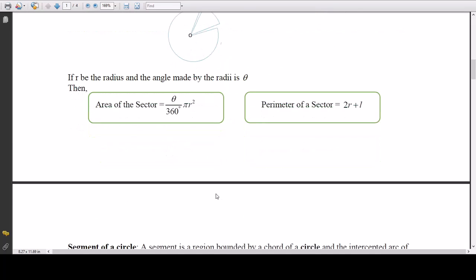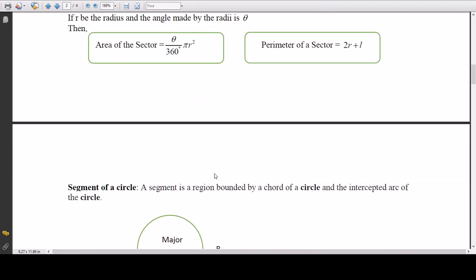Clear? Now you keep in mind all these things. You will be using all of this in solving the problems from this exercise.